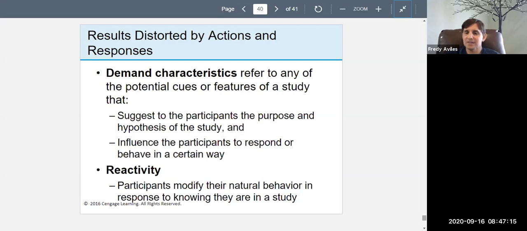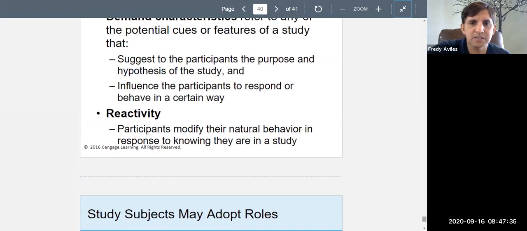So participants basically get a clue about what is actually happening or what's expected, and therefore they respond in a certain way. They act a certain way. It's like you're demanding it from them, okay? Somehow they understand what you're looking for. But they may not give you what you're looking for. They may give you the opposite.